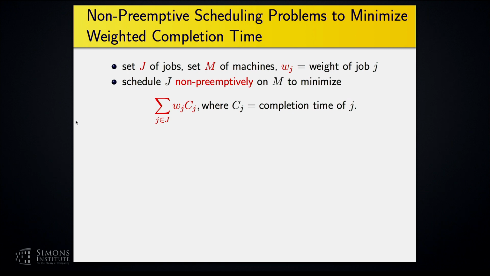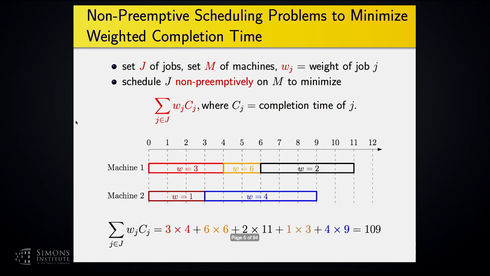of j. You can think of a job as one interval on a machine in a solution, and the completion time of that job is the right endpoint of the interval. For this schedule, this red job has completion time 4, this orange job has completion time 6, and this black job has completion time 11. And our goal is to minimize the sum.